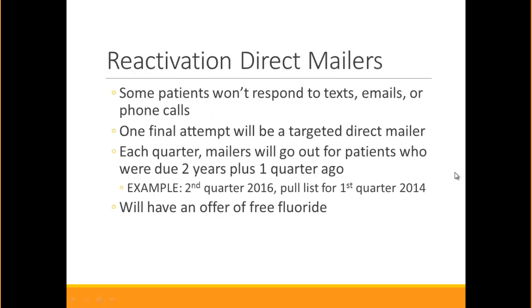The final phase is to mail patients who are severely overdue a direct mailer. Some people won't respond to texts, emails, or phone calls. So to try and reach them one final time, we will send a direct mailer for patients who are over 2 years overdue. The mailer they will receive will have an offer for a free fluoride treatment at their next visit. The hope is that the free fluoride offer will give them some incentive to schedule their appointment.